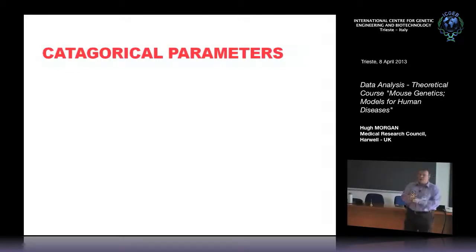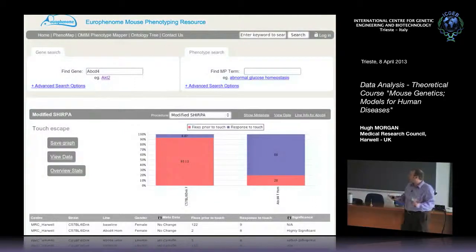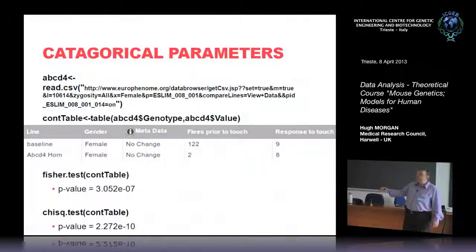And I'm only going to briefly talk about categorical parameters, mostly because I haven't looked at them as much. What I mean by categorical parameters, here we have touch escape. So this is when I move my hand near to the mouse, does it run away before I get to it, which most of the baselines do, or does it wait till I touch it, which most of these do? So here, there's quite a big difference. Is this difference significant? Again, I download the data.